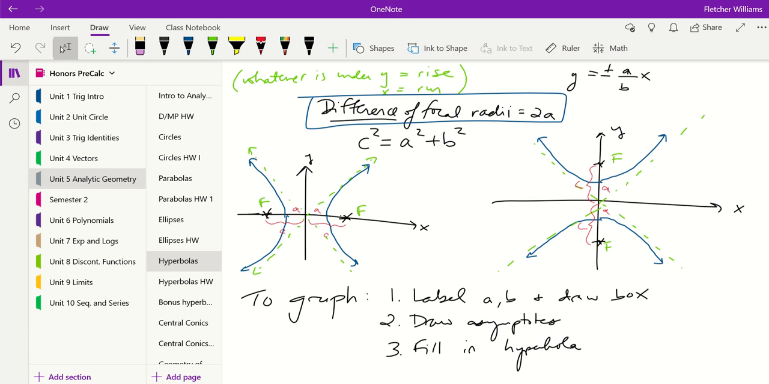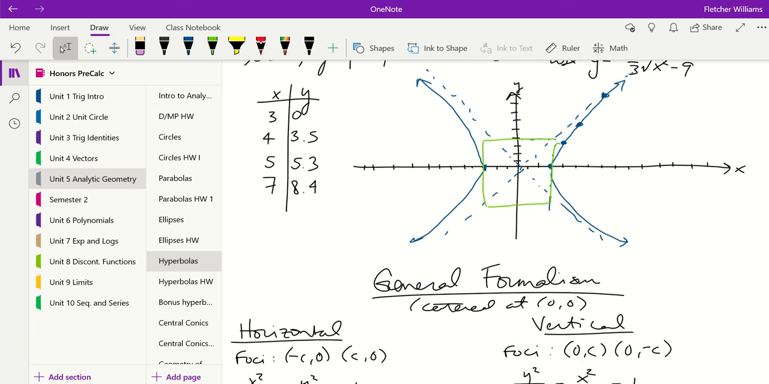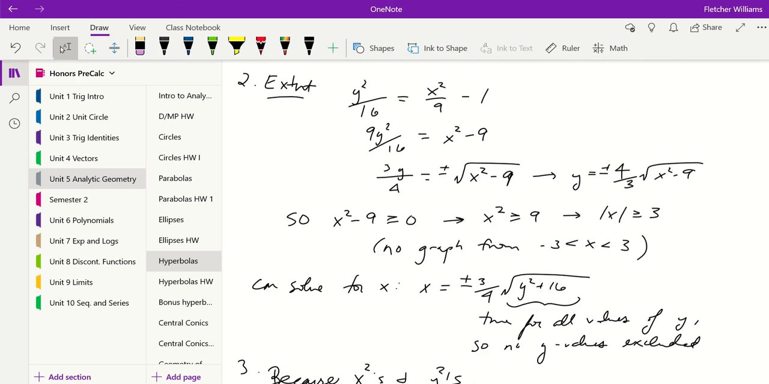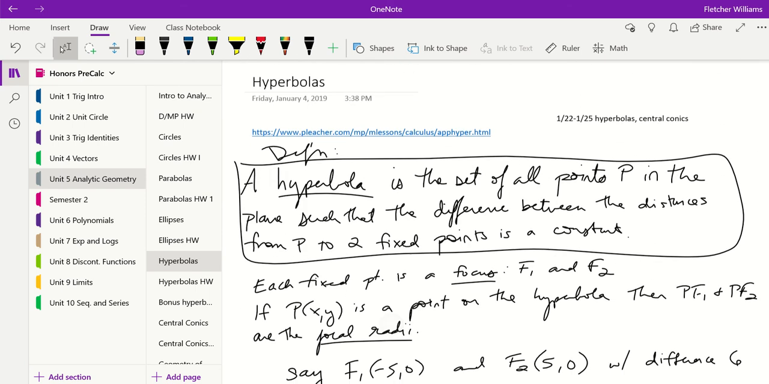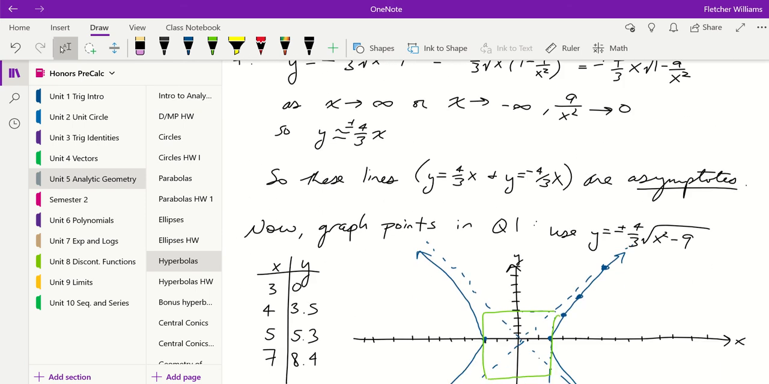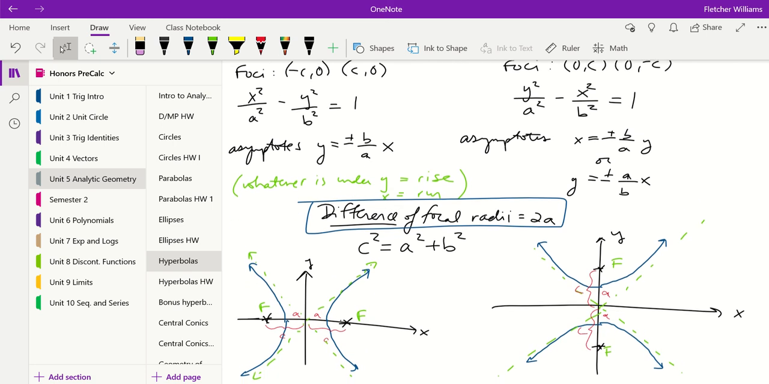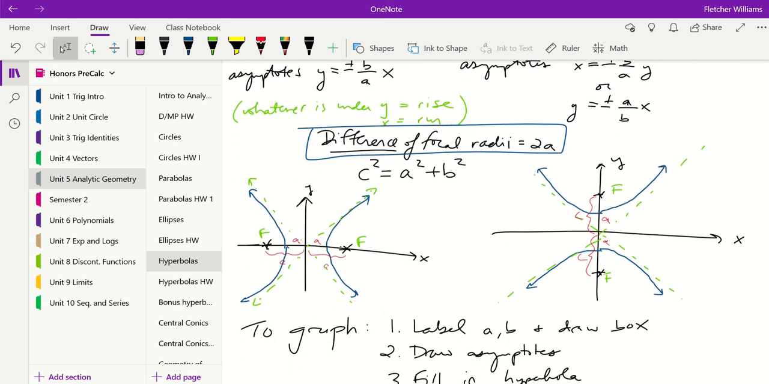Is the difference between the two vertices 2A? Sorry, the difference in focal radii is 2A. Right? The difference between two focal radii is 2A.